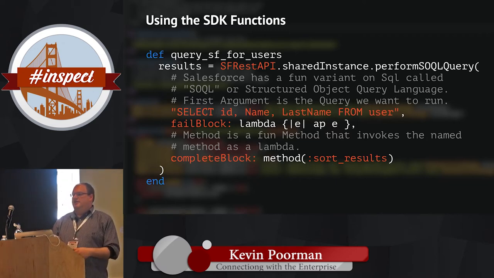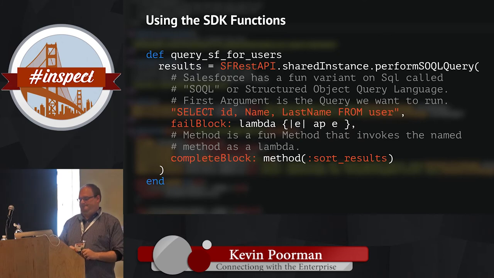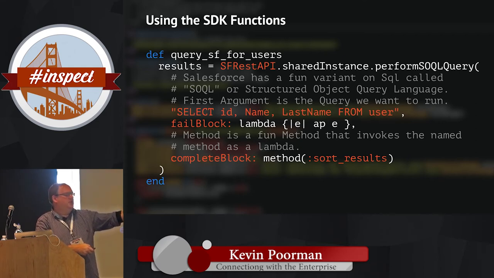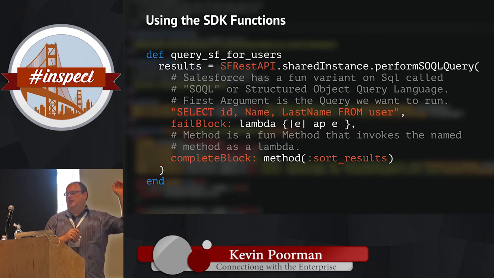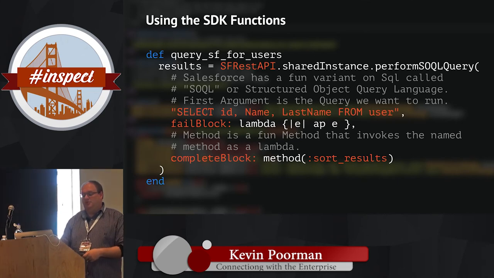I want to point out one thing that just blew my mind when I learned it, is this bit down here, complete block, method, and then a symbol, sort results. I'm going to directly read this because this is a tongue twister. Method is a fun method that invokes the named method as a lambda. Say that 10 times fast, win a prize. Basically, what this does is it allows you to keep your code nice and clean, and instead of defining lambdas inline here, you can just call it through the method, which is fun, because it calls a named method, and hands it off as a lambda. That's brilliant. It just blew my mind when I found that out. And this is a very common pattern when you're dealing with SDKs or APIs that are going to grab data and pull it back. So I point that out. Have fun with it.